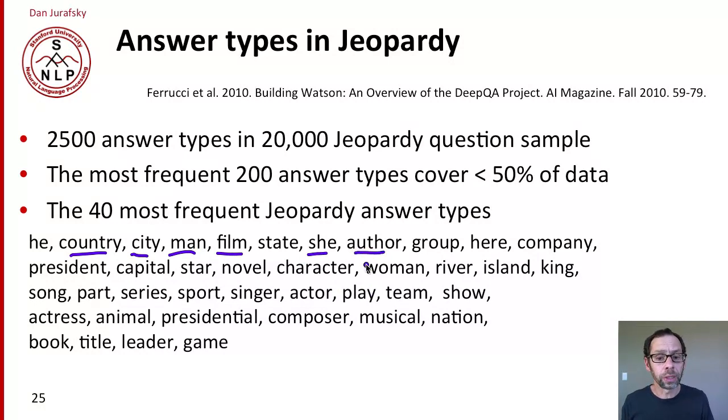But still, there's a pretty broad distribution of possible answer types. So we're going to need a large number of answer type detectors to really get a large set of questions for something like Jeopardy, or even for easier factoid questions.